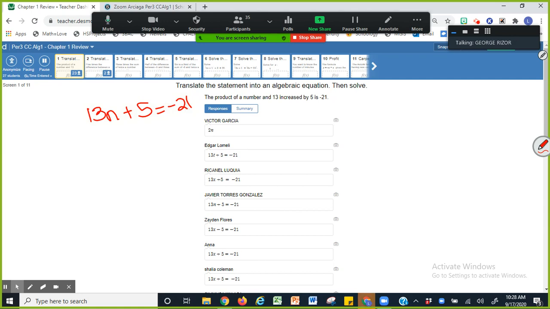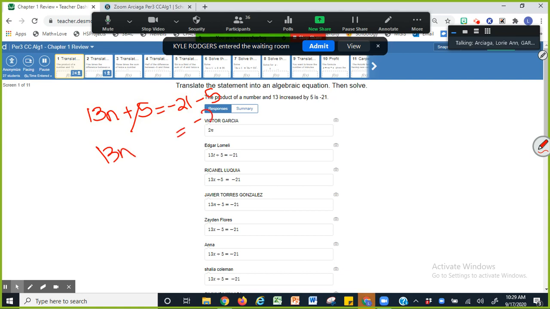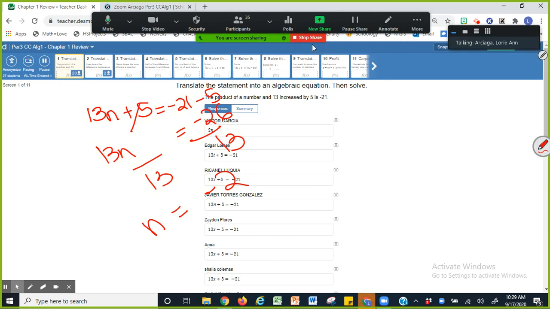Subtract 5. Emily said subtract 5. That's great. Keep going, Emily. You want to continue, Emily? And then you divide. Okay, so let me add these two together. Then you said divide by 13. And what's your final answer, Emily? 2. I'm going to put negative 2, honey, because it's negative divided by positive. Yay, good job.